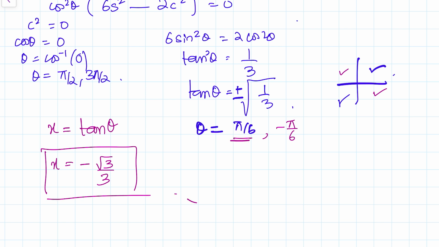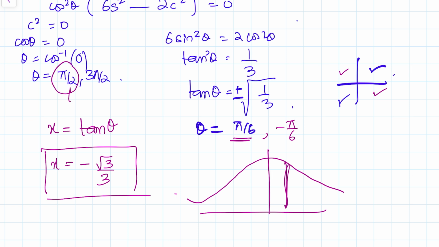Why are we not putting pi by 6? Because pi by 6 will give you a value here. Why are we not putting pi by 2? Because tan pi by 2 gives you a math error. So this is rejected, not possible.